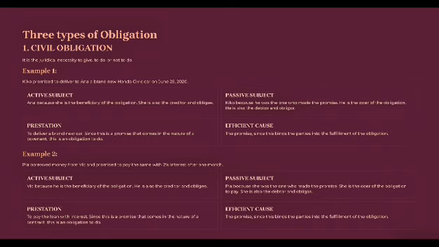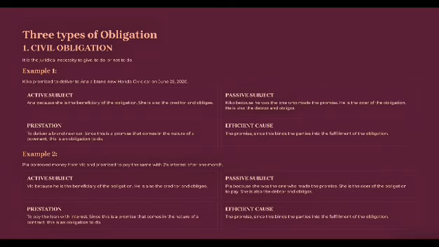Passive subject equals Kiko, because he was the one who made the promise. He is the doer of the obligation. He is also the debtor and obligor. Prestation equals to deliver a brand new car. Since this is a promise that comes in the nature of a covenant, this is an obligation to do. Efficient cause equals the promise, since this binds the parties into the fulfillment of the obligation.